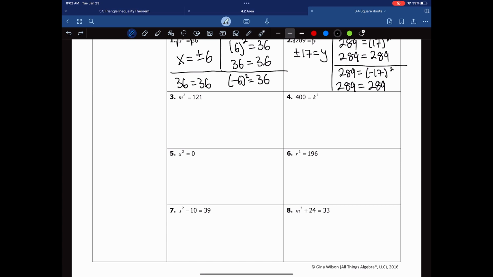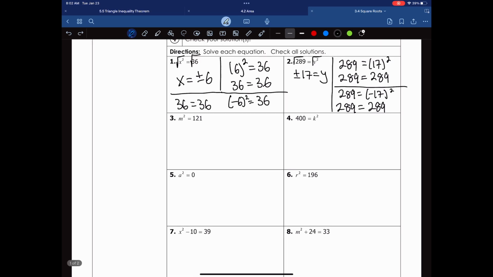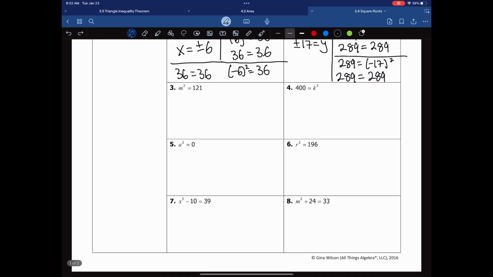So for 7, I want to skip these because these are just taking the square root over and over again. It's literally 1 and 2 again and again. For 7, the first thing we want to do is actually solve for x squared. We want to get that x squared all by itself as if it was just x. Now, it's not just x. It's got this square attached to it.